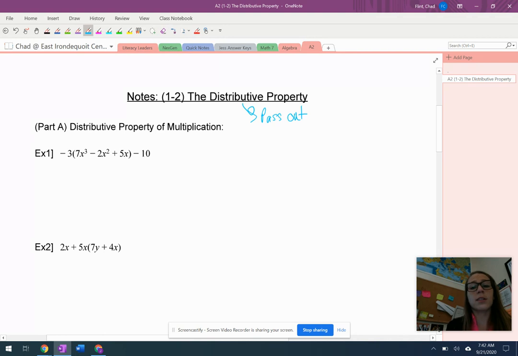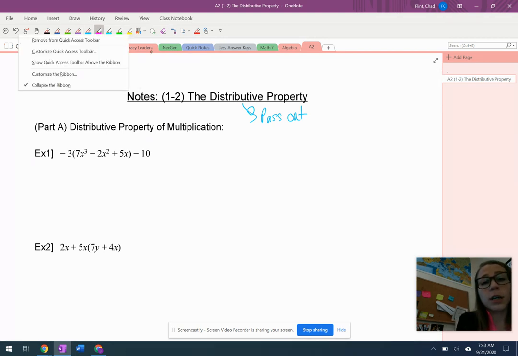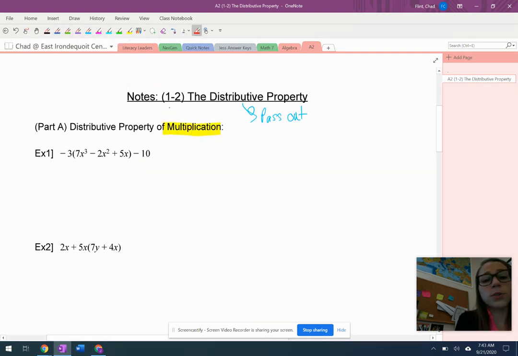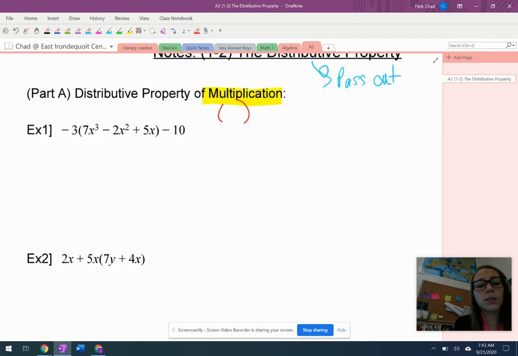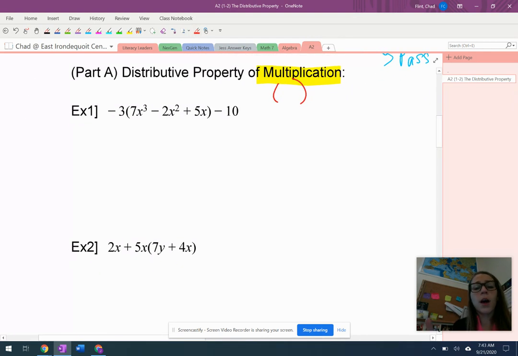So looking here at this example 1, we're using the distributive property of multiplication. Keeping in mind that when we're talking about this multiplication, we use parentheses to represent multiplication. So we're looking for that number that's outside of those parentheses that we can take and distribute to everything inside of the parentheses. So looking at this first example 1 that we have here, we can see that the -3 is the number that's right outside, right next to those parentheses. And that's the piece that needs to get distributed to each one.